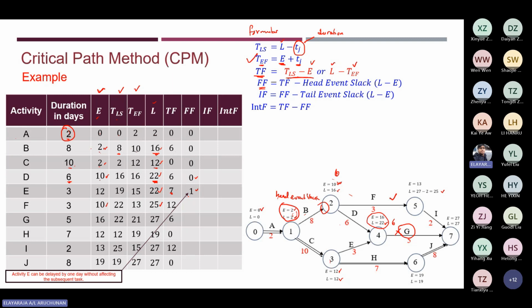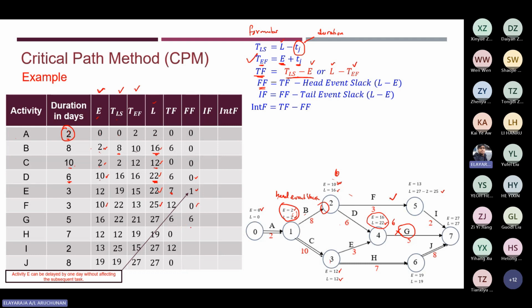Okay, so next we follow activity F. Activity F, again, the same thing. We have 12. So 25 minus 13 is 12. So 12 minus 12 is 0. You get here.